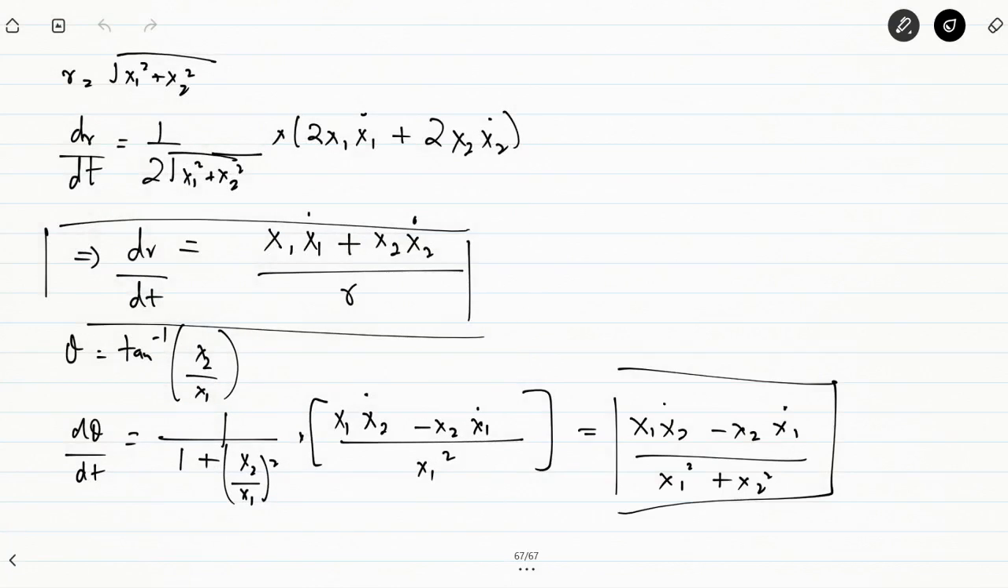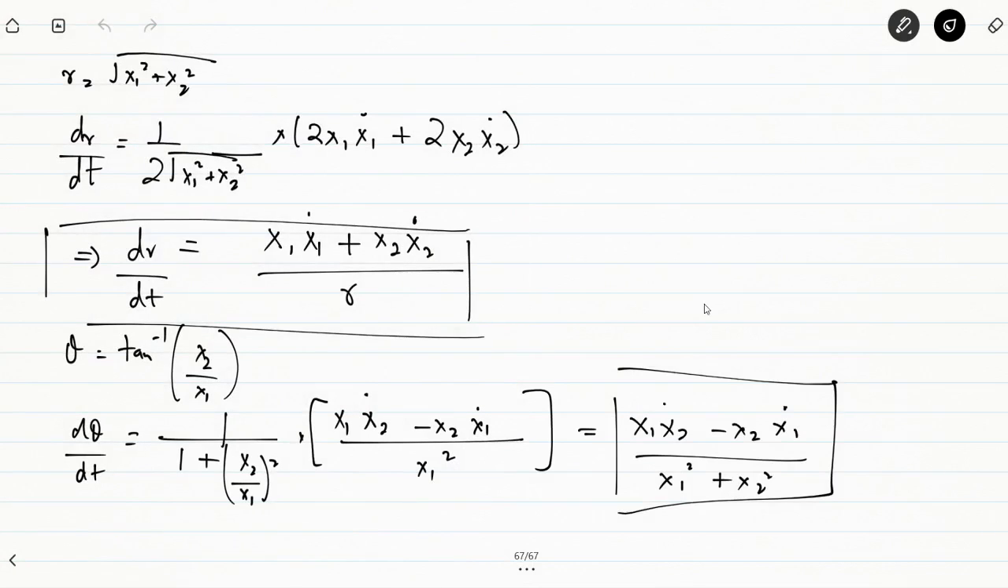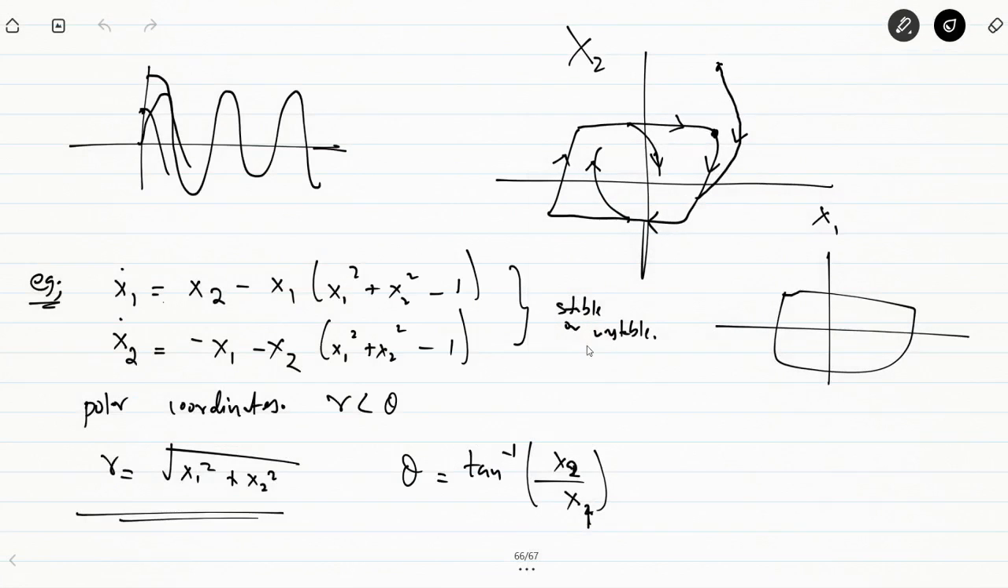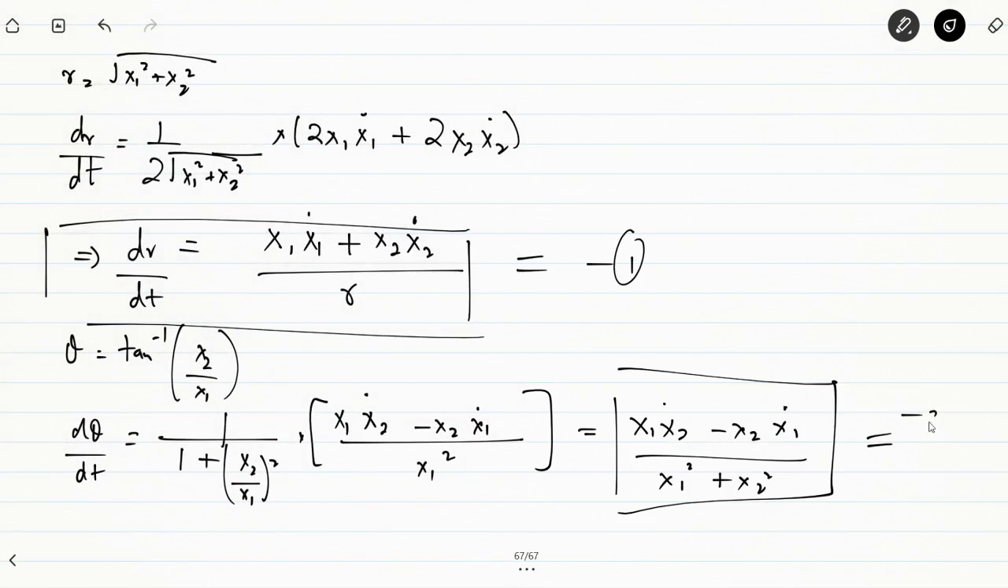To determine whether this system is stable, unstable or semi-stable, we'll see how the system response behaves using the polar coordinates. So what did we do? First we found r, r is the square root of x1 square plus x2 square, theta is tan inverse of x2 by x1. Differentiating both these terms, dr by dt is this, d theta by dt is this. Now substituting the values of x1 dot and x2 dot, which are given to you, this is equation number 1, equation number 2.